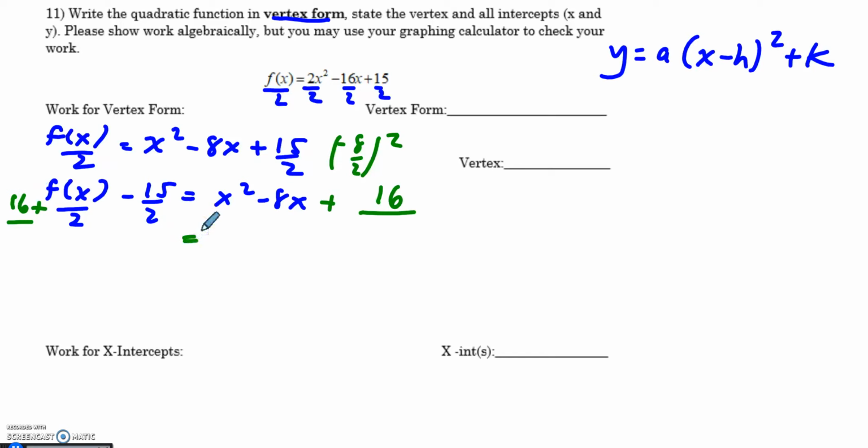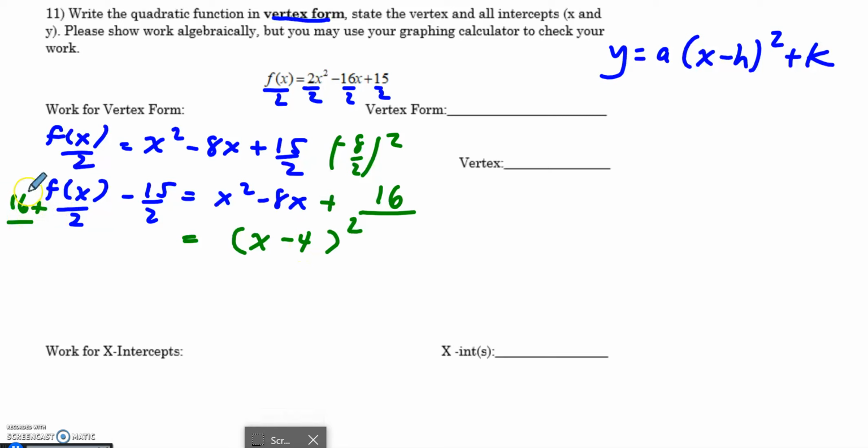The reason we do that, and the reason it's called completing the square, is because this number will always be a perfect square, and it should factor into two parentheses. The two parentheses are the same thing. So this would be x minus 4 quantity squared. The two numbers that multiply to be 16 and combine to be negative 8 is negative 4.